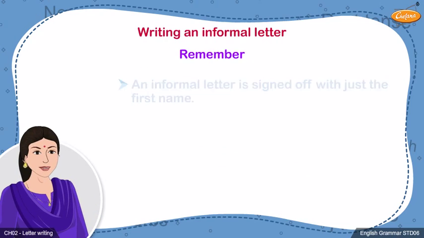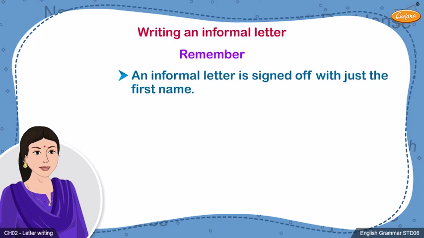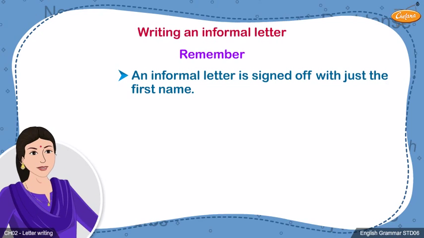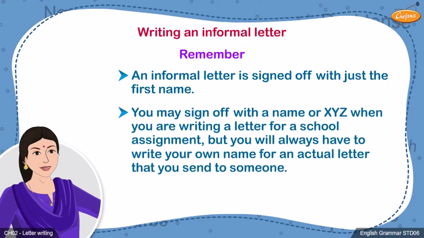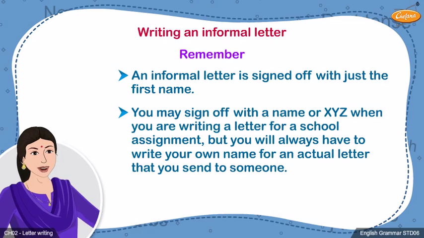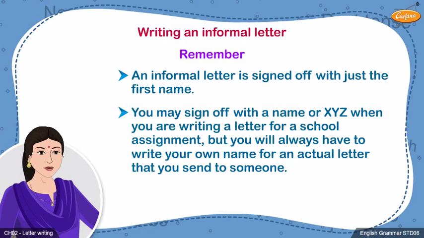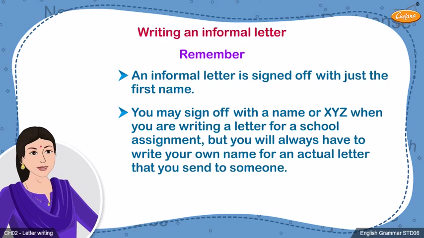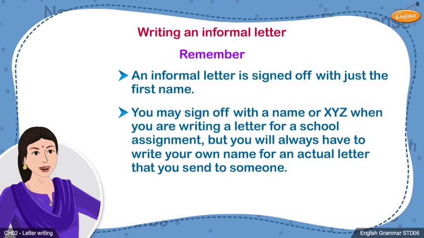Remember, an informal letter is signed off with just the first name. This means you must just write your first name at the end after the subscription. You may sign off with a name or XYZ when you are writing a letter for a school assignment, but you will always have to write your own name for an actual letter that you send to someone.